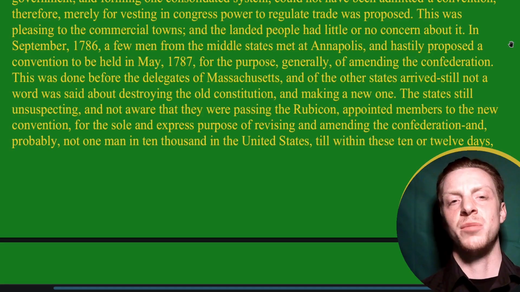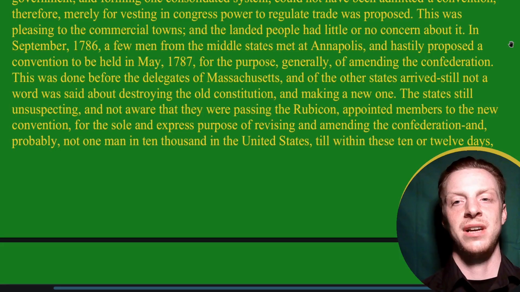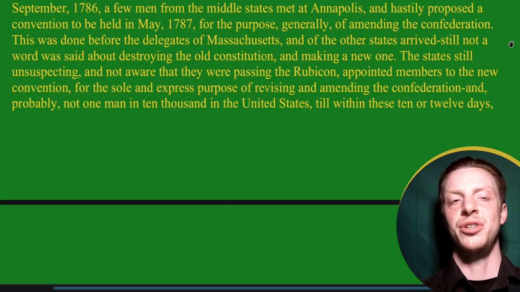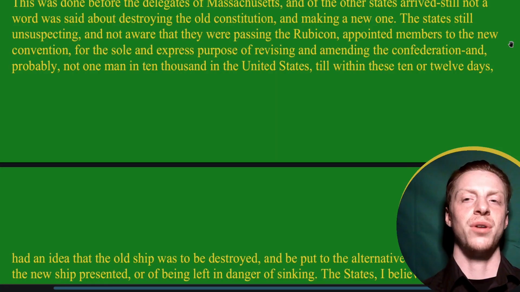This was pleasing to the commercial towns, and the landed people had little or no concern about it. In September 1786, a few men from the Middle States met at Annapolis and hastily proposed a convention to be held in May 1787 for the purpose, generally, of amending the Confederation. This was done before the delegates of Massachusetts and of the other states arrived. Still, not a word was said about destroying the old Constitution and making a new one.